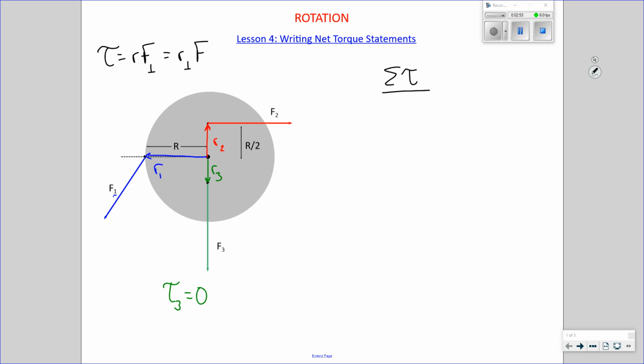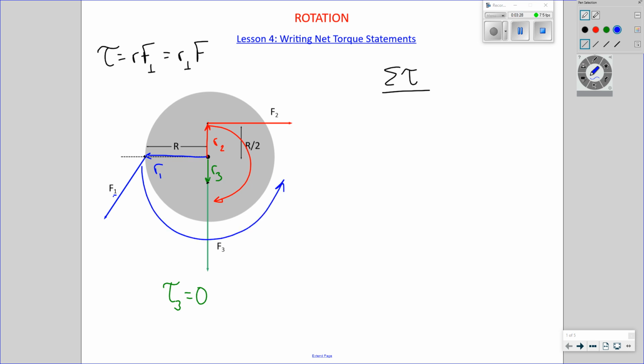F2 and F1 do produce torques, because F2 is perpendicular to its vector r, and F1 has a component of itself that's perpendicular to its vector r. So each of those forces does produce a torque. Notice how if F2 were applied here, that would tend to make this disk rotate that way. F1 being applied where it's applied would tend to make the disk rotate that way. And those are opposite rotational directions. So my net torque statement is going to start like this.